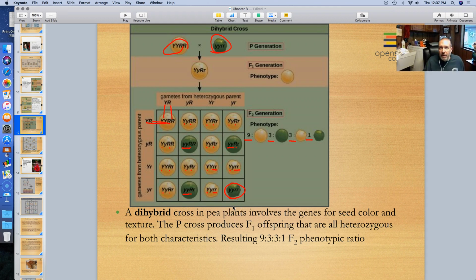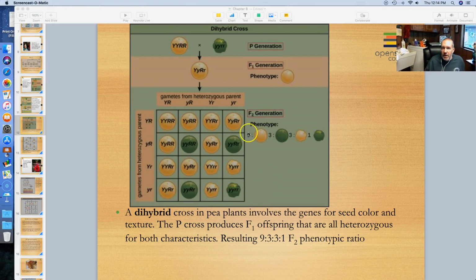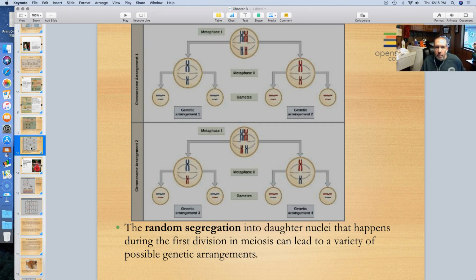alleles. So, again, Mendel did these kinds of test crosses as well, and he always got a ratio of 9 to 3 to 3 to 1, no matter how many times he did that. And so the phenotypic ratio always came out to this when he was doing a dihybrid cross. And again, basically this random segregation that happens during the first meiotic division can lead to all of these possible combinations of the arrangements of the genes as they're transferred from the parent to the offspring.